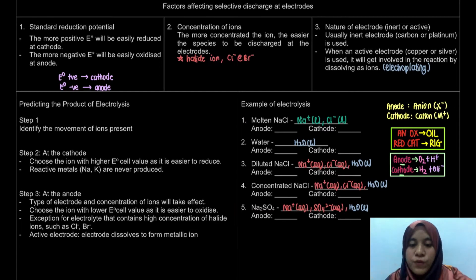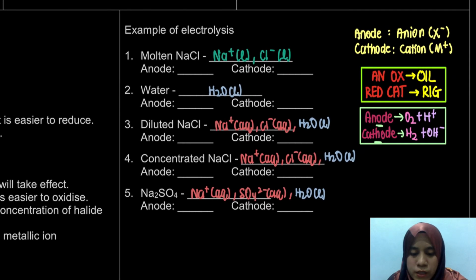Okay, so first thing first is to identify the ions present. For the case of molten NaCl, molten means that the salt is melted from solid to liquid. The ions present are Na+ and Cl-. Remember, the anode is interested in the anion, the negative charge. The cathode is interested in the cation, the positive charge. So for the case of Na+ and Cl-, here we have our anode to be Cl- liquid. Here is Na+ liquid.